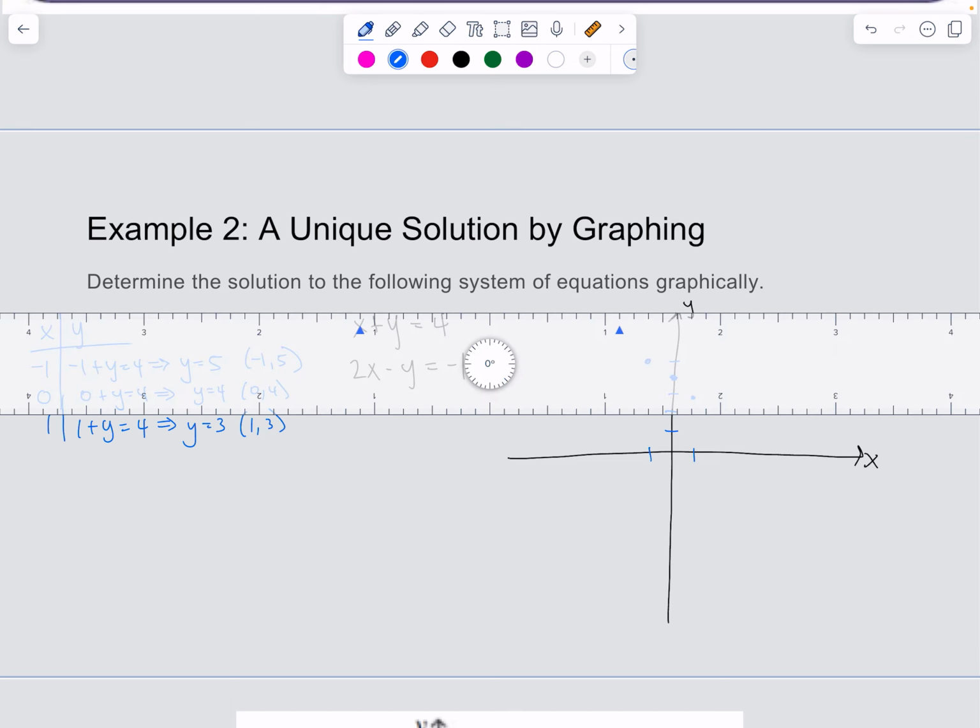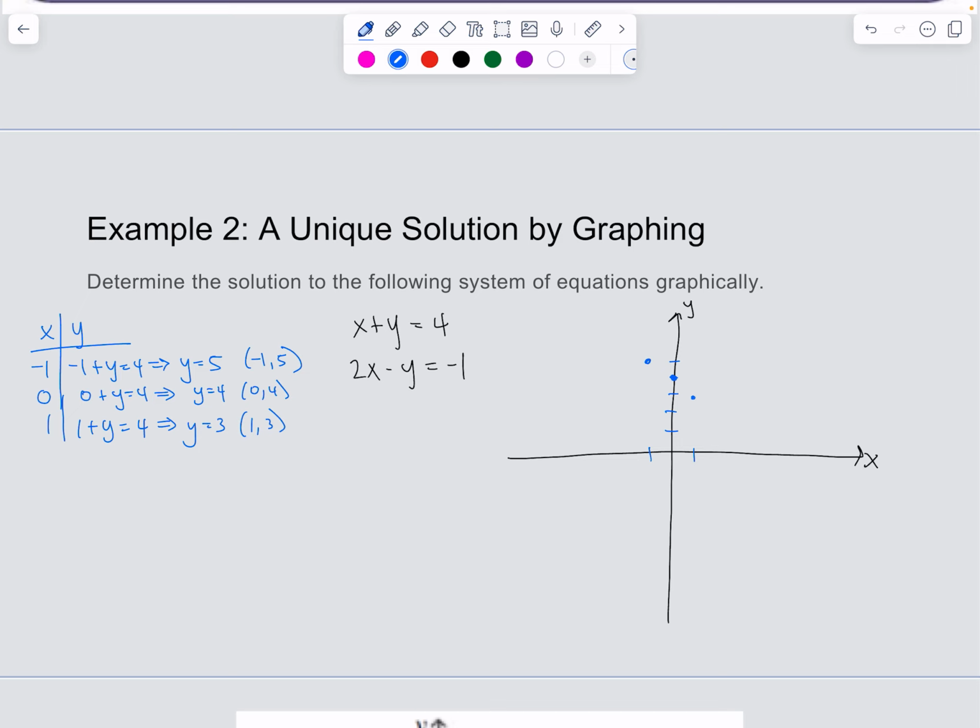I feel like there's a line on here somewhere. Something like that. Not to scale. I never do anything to scale. Okay, next one, x and y. -1, 0, 1. Let's see what we get. Okay, 2 times -1 minus y equals -1. We have -2 minus y equals -1. This will give us y equals 1. So we have a point -1, 1.